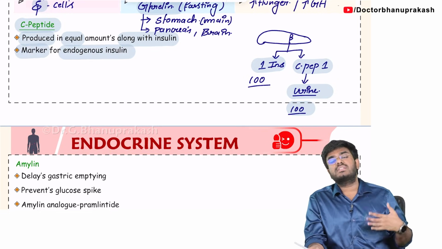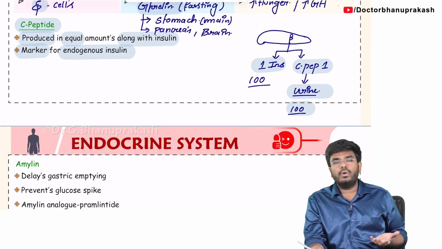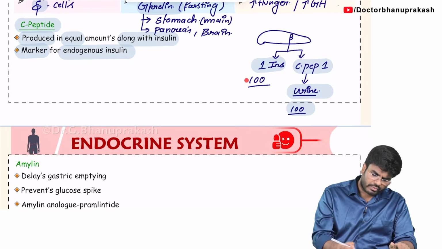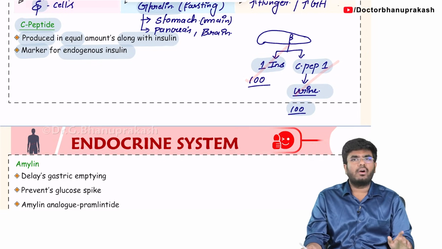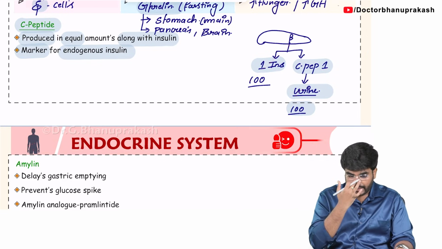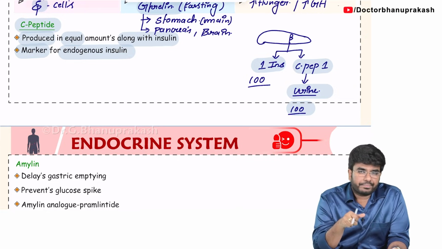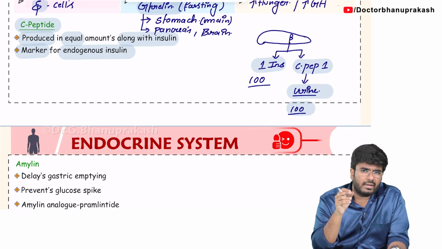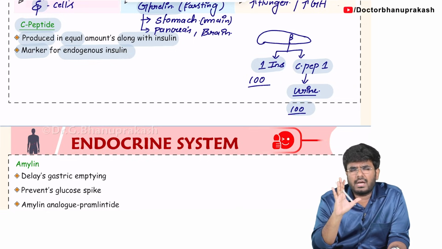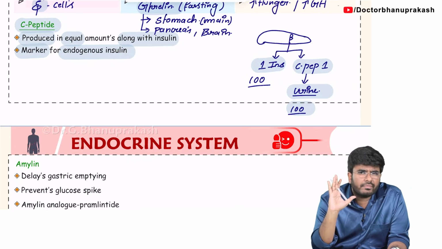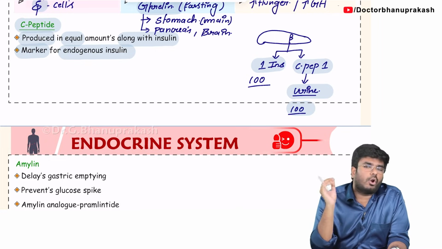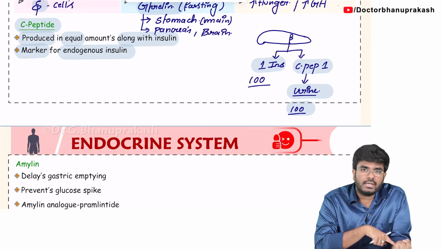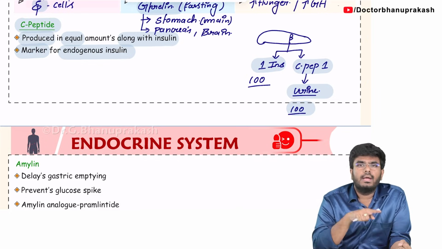So, how much endogenous insulin is getting produced? You can know it by looking at the C-peptide values. Okay, let me tell you why this is important for us, how it is useful in the clinics. Let's say I am suspecting you are having diabetes, or I have a doubt whether you are producing enough insulin or not. So what do I have to check? I have to check your insulin levels, how much insulin is getting produced.